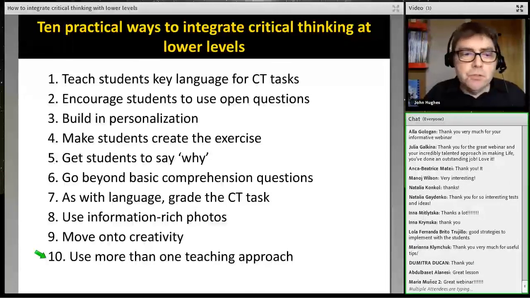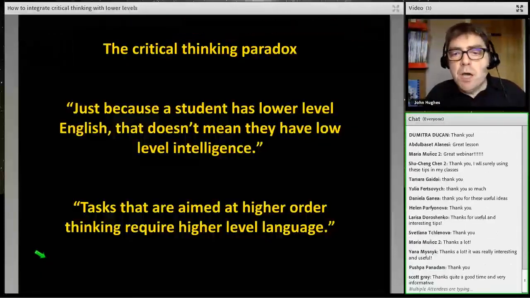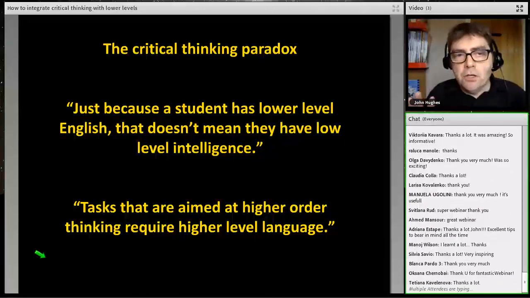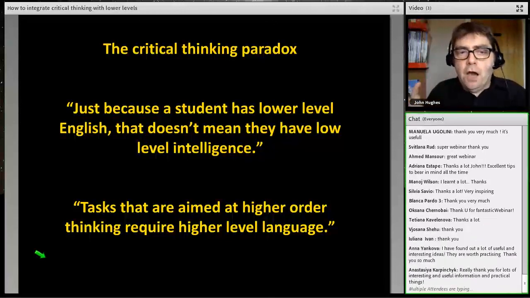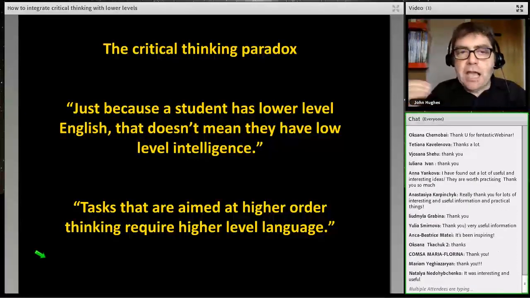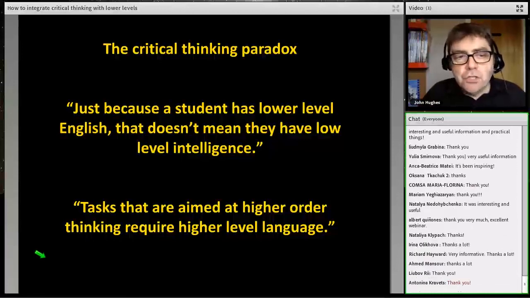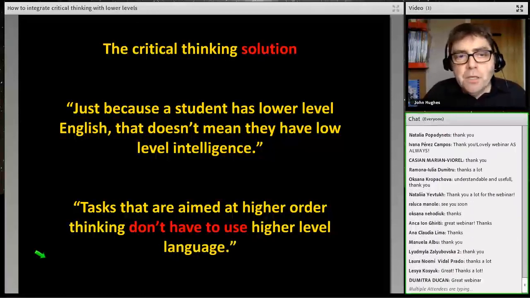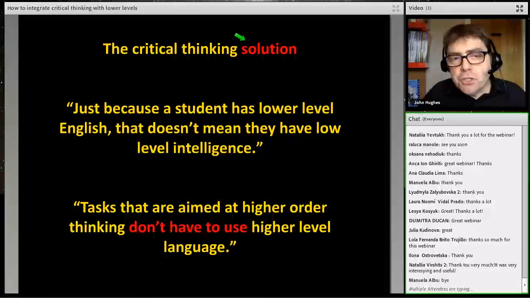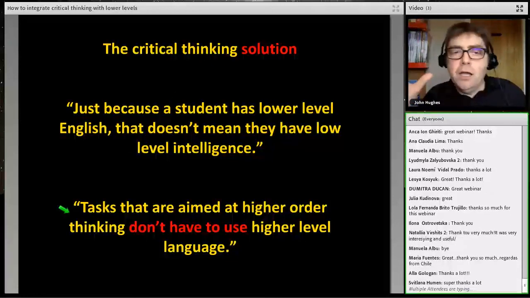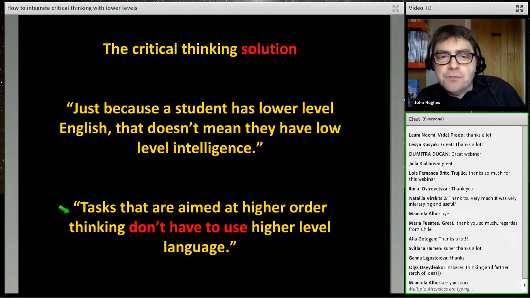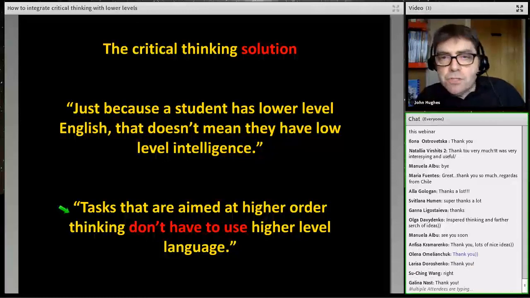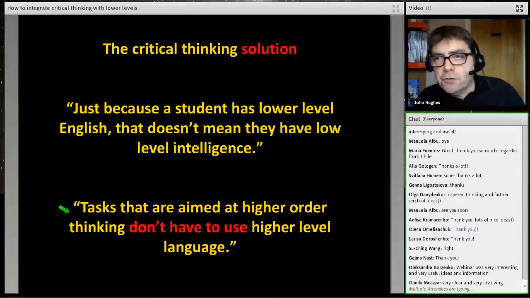Use a different approach. Okay, to sum up, at the beginning I talked about the critical thinking paradox, and I said there's a problem because with higher order tasks, quite often students have to use higher level language. Actually, the solution to this is quite straightforward, and it's here. The critical thinking solution is that tasks that are aimed at higher order thinking, they don't always have to use higher level language. Okay? Grade your language and you're still using higher order thinking with the students and critical thinking.